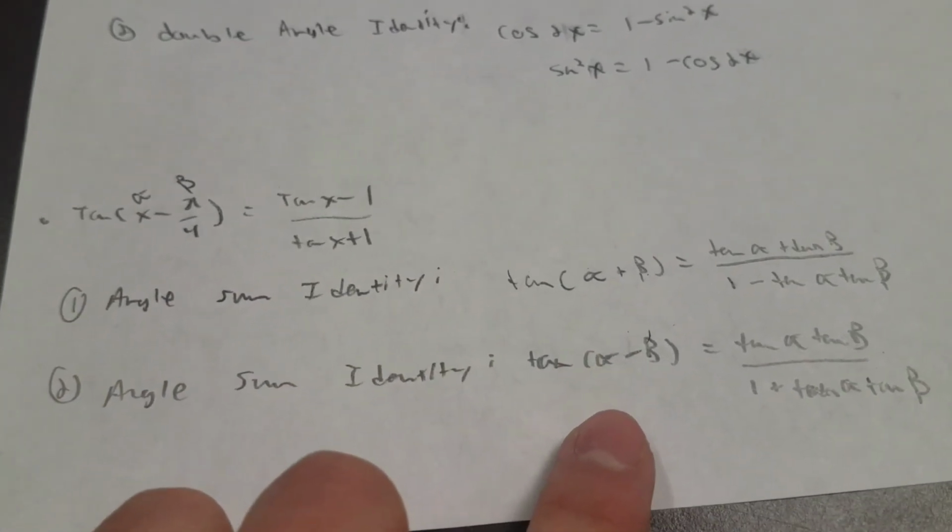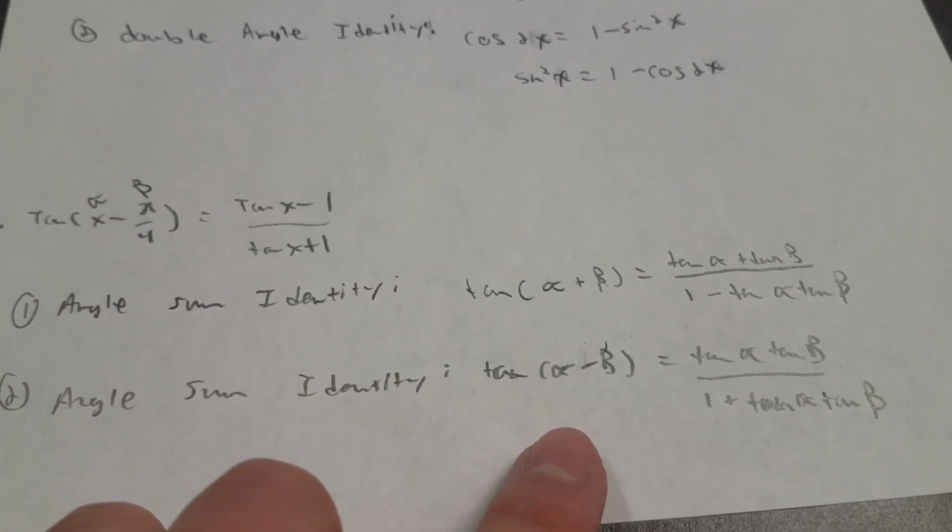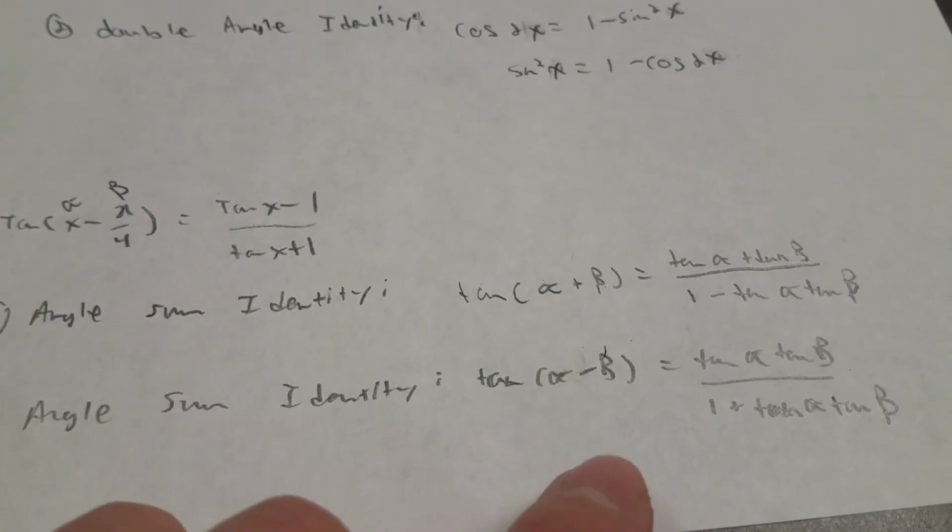Or we can use the negative angle sum identity here. And we do the same, where we have our alpha and our beta, and we just plug them in and go on from there.